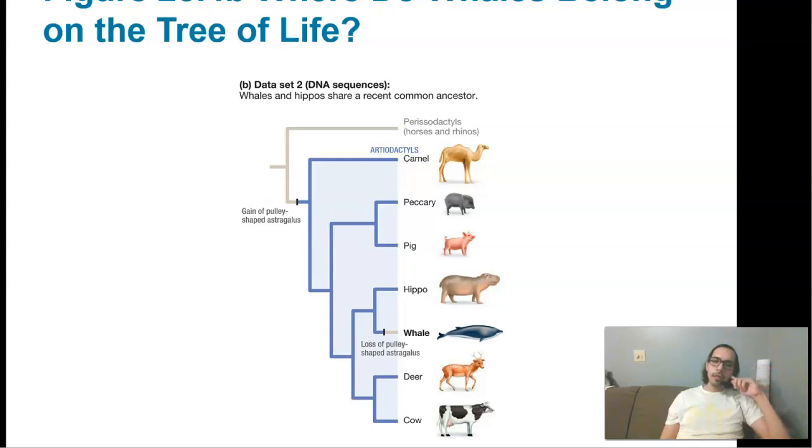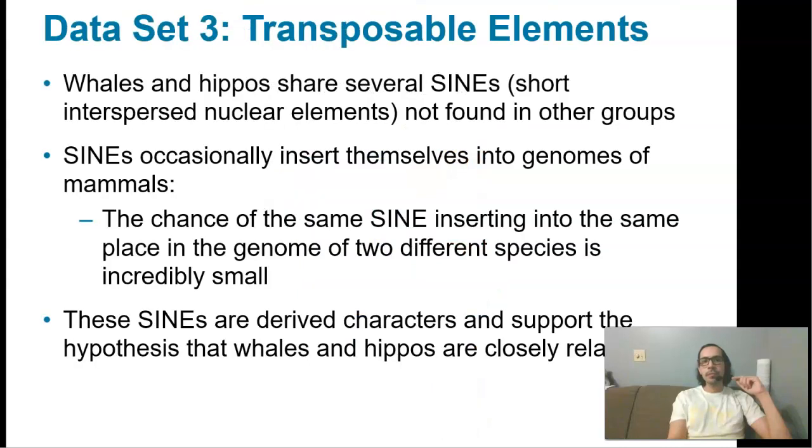But here you're seeing the phylogenetic tree using the second data set. So this is using the DNA sequences. So DNA sequences do have the whales as a sister group to hippos. And then looking at a third data set that uses transposable elements, whales and hippos share several SINEs, which are short interspersed nuclear elements, and these are not found in other groups.